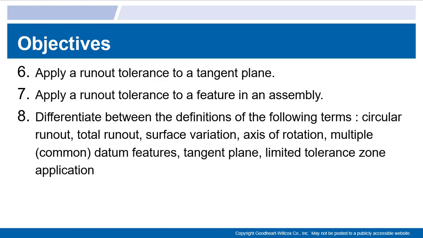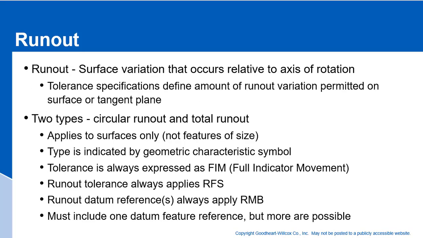And then the terms we need to look out for here are circular runout, total runout, surface variation, axis of rotation, multiple or common datum features, tangent plane, and limited tolerance zone application. Okay, what is runout? Runout tolerances apply to surface variations that occur relative to an axis of rotation. So the tolerance specification defines the amount of runout variation that's permitted on a surface or a tangent plane. Okay, so there are two types of runout: circular runout and total runout. And as it says in the second bullet here, the type is indicated by the geometric characteristic symbol.